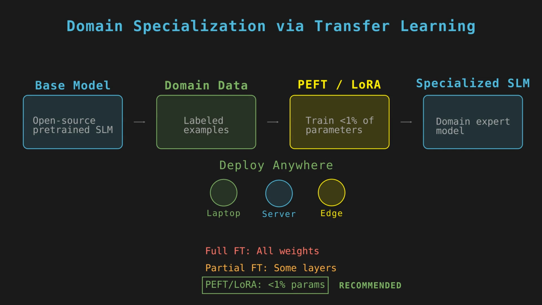Think of it like this. A generalist LLM is a Swiss Army knife. It can do many things adequately. A domain-specific SLM is a surgical scalpel. It does one thing with precision.